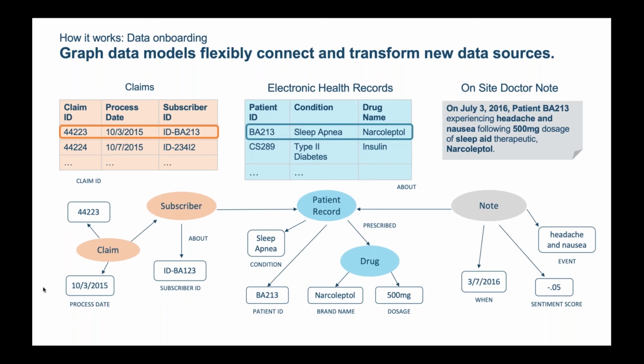And then we keep going, and we can do this with unstructured sources as well. For example, a doctor's note, where we use NLP and annotators to read through the text and extract key relevant facts. For example, this is a note about a particular person who had a headache and nausea. The note had a particular date, and we connect that back to a patient record. So the first step for us is to onboard data and convert it into graph data models.